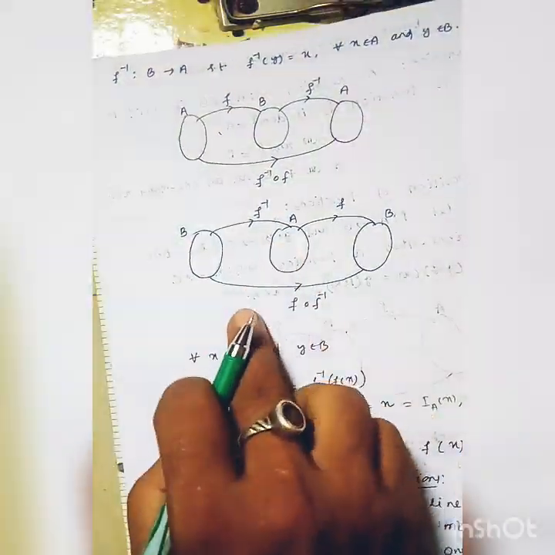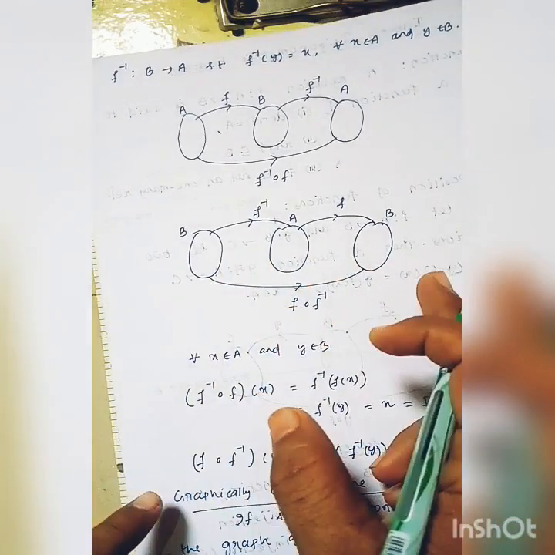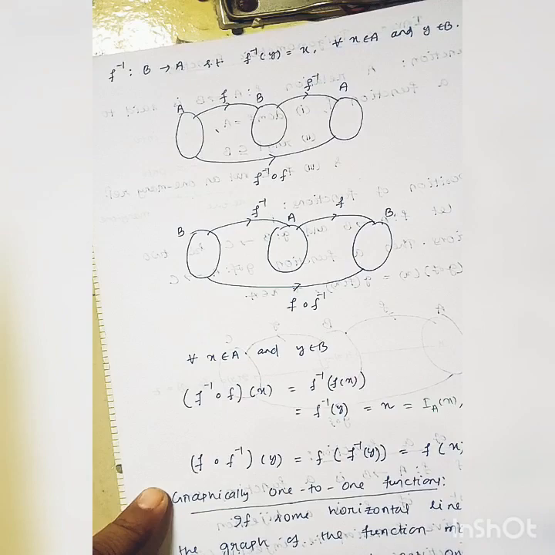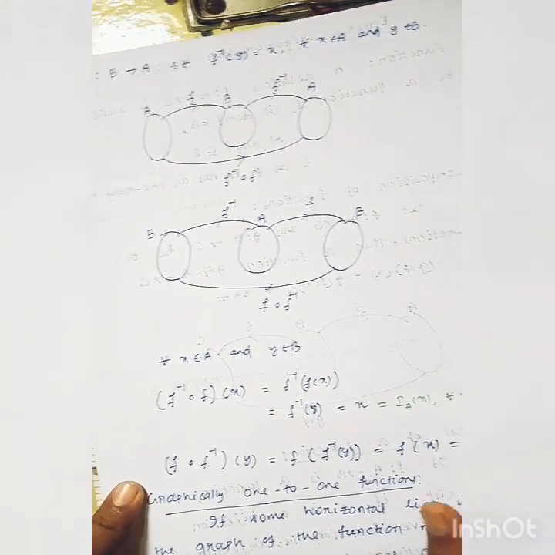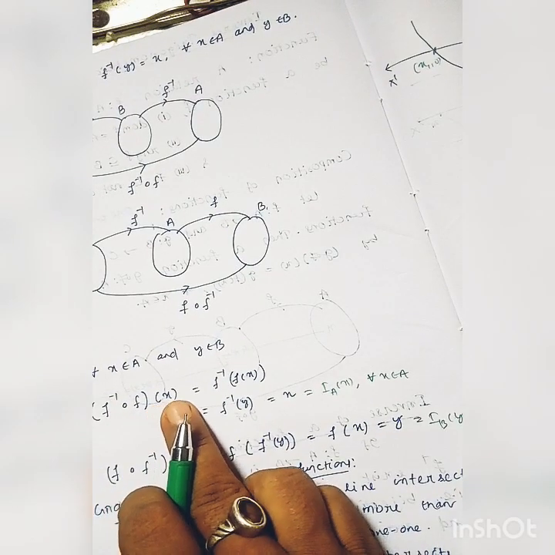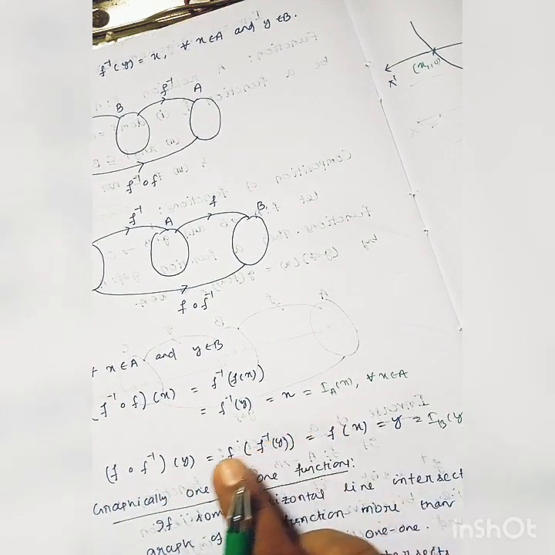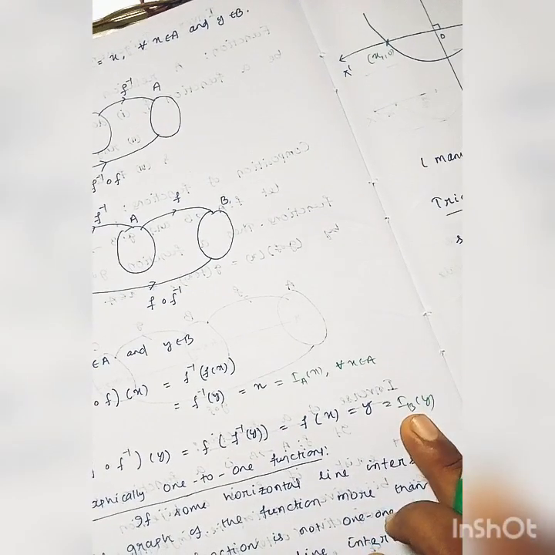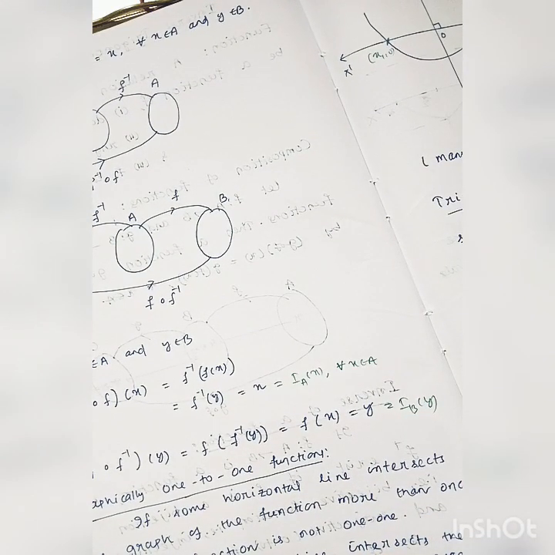Similarly, if f operation f inverse is a mapping from B to B, we can write it as I_B(y), which is the identity function in y. f inverse f of x equal to I_A(x) and f operation f inverse of y equal to I_B(y) for all y belongs to B.